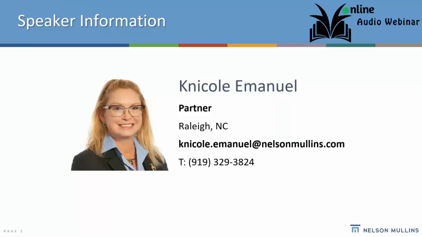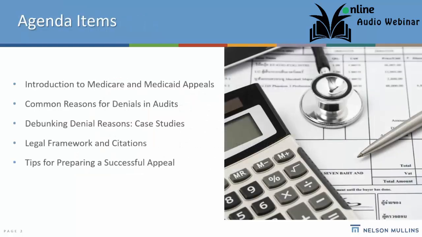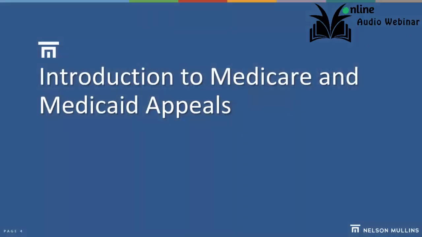So today's topic is Medicare and Medicaid provider appeals. Here's our agenda. We're going to introduce you to Medicare and Medicaid appeals. We're going to give some common reasons for denial in audits. And we're also going to talk about how to rebut that. And we're going to talk about debunking denial reasons and case studies, legal framework and citations, and then tips for a successful appeal. So here we go.